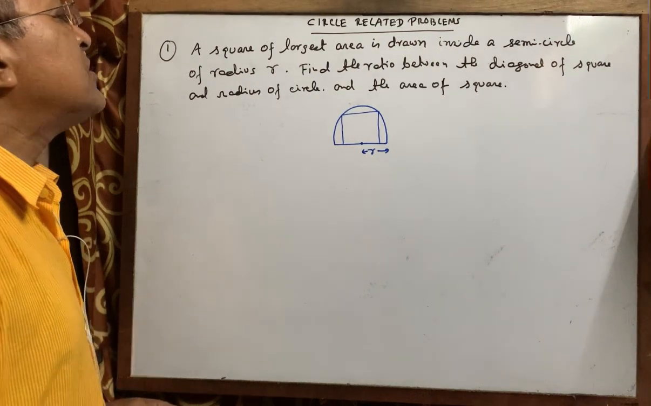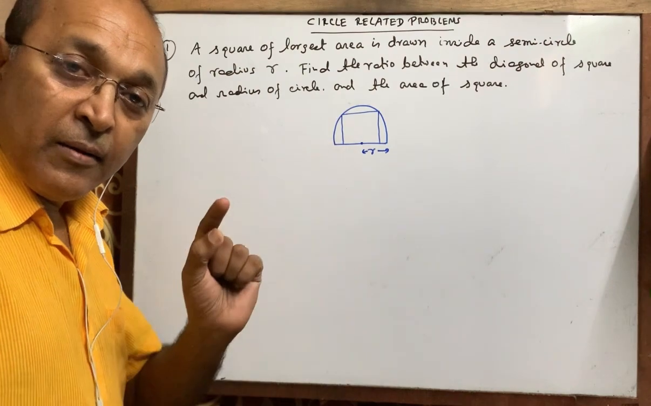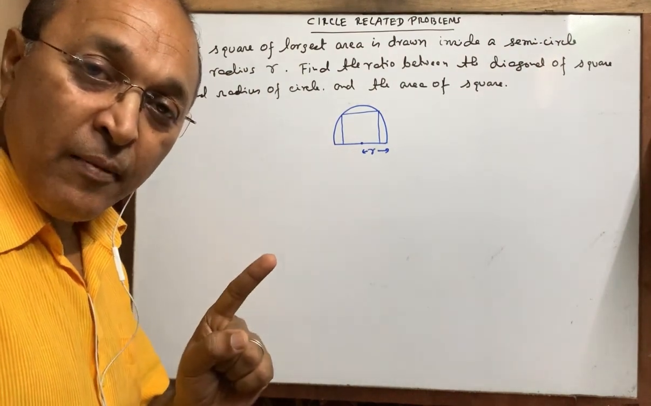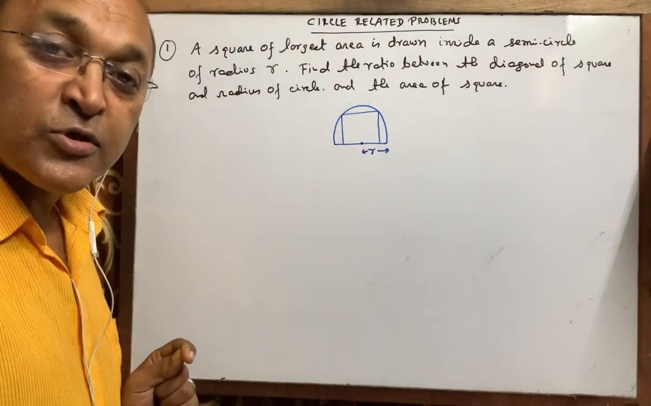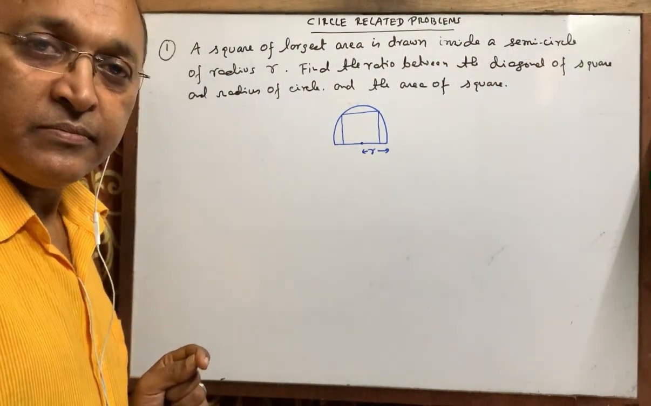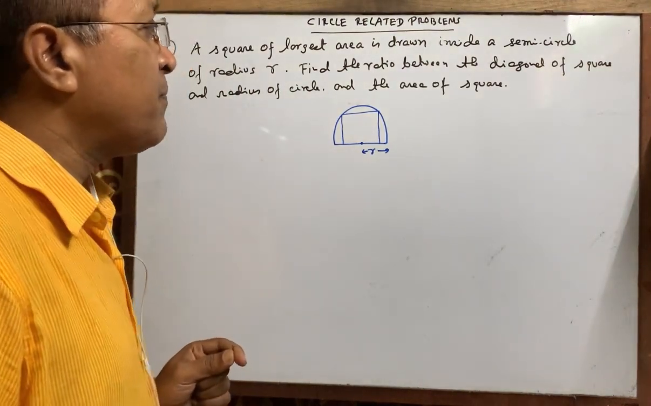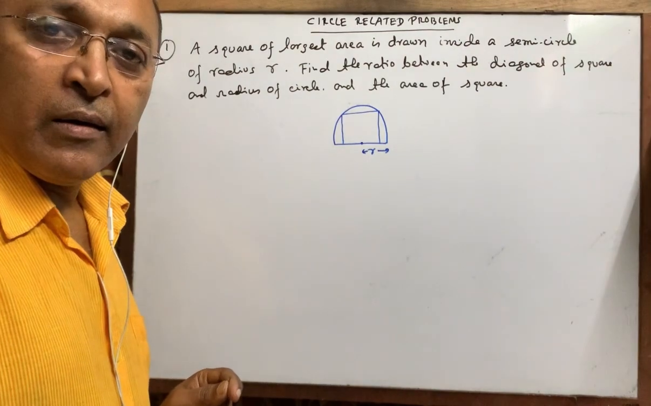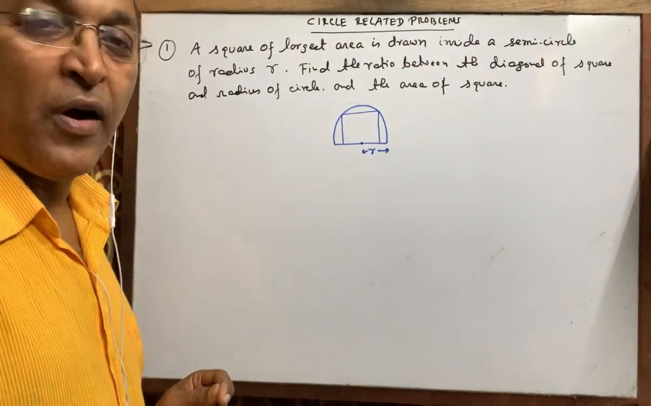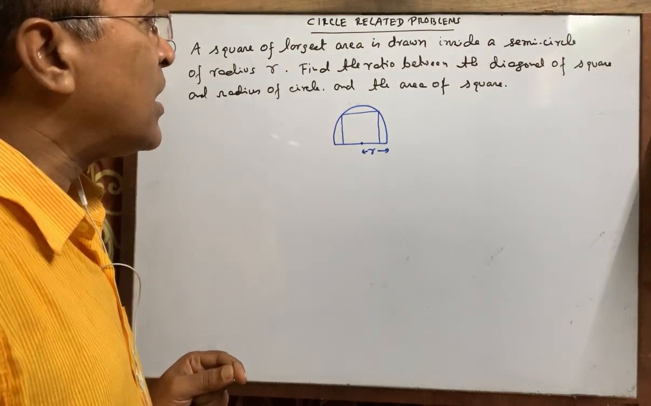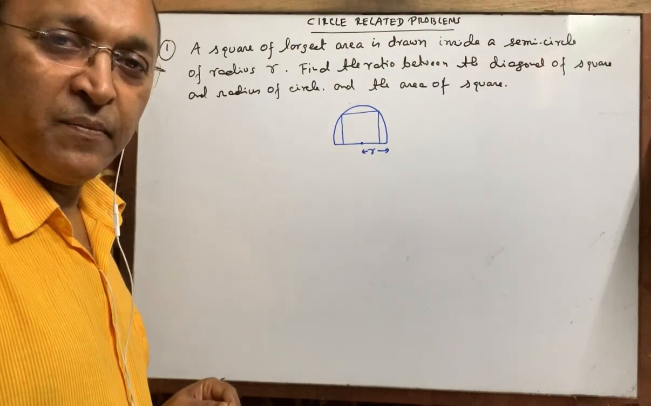A square of largest area is drawn inside a semicircle. The largest possible square has been drawn within a semicircle whose radius is r. We have to find the area of the square. Again, we have to find the ratio between the diagonal of the square and the radius of the circle. Okay, let's start.